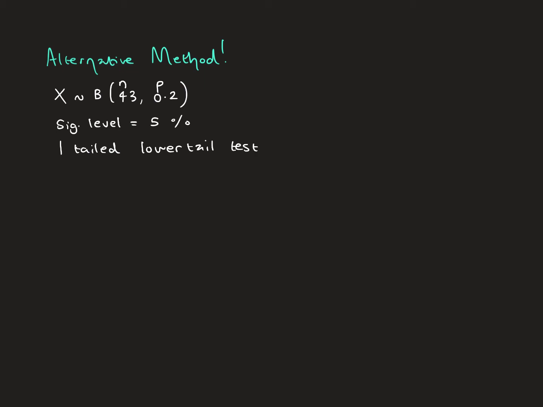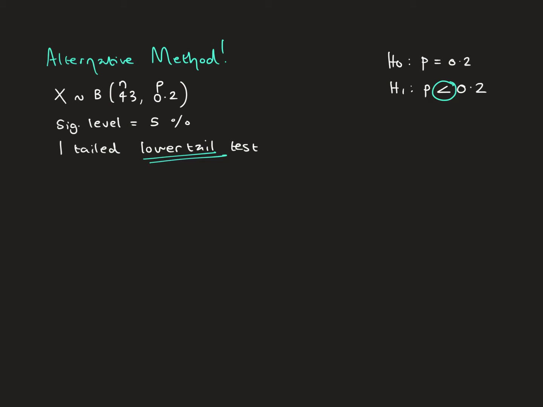So how do we know that? Well, remember our H0 was p equals 0.2, and our H1 was p is less than 0.2. So the fact that it's a less than tells you it's a one-tailed test. Less than or greater than are one-tailed tests, and the fact that it's less than tells you it's specifically a lower tailed test, whereas greater than would indicate an upper tailed test.